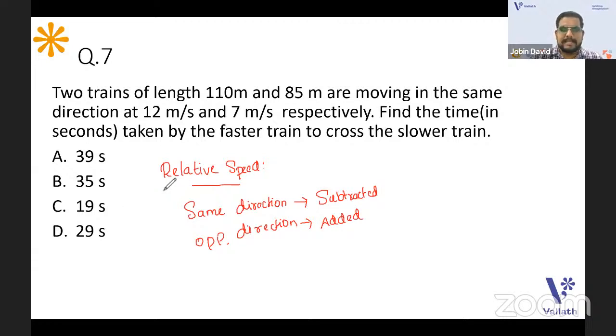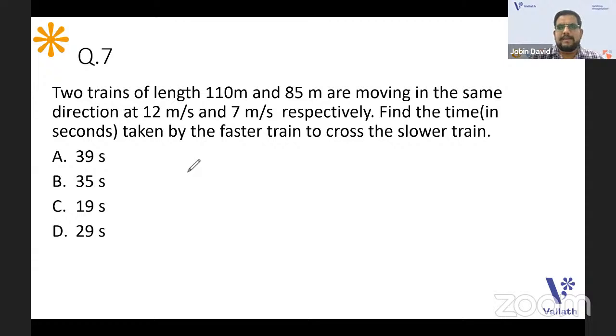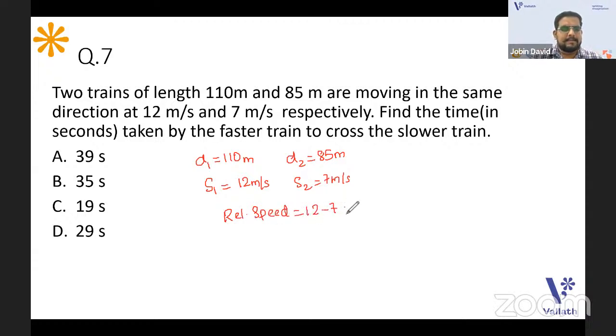So here it is said that two trains of length. Here we have the distance d1 as 110 meters, and d2 as 85. I am taking the distance as the length of the train only. And what is the speed here? Speed one is 12 meters per second and speed two is 7 meters per second. So what is the relative speed here? It is 12 minus 7, that is 5 meters per second.